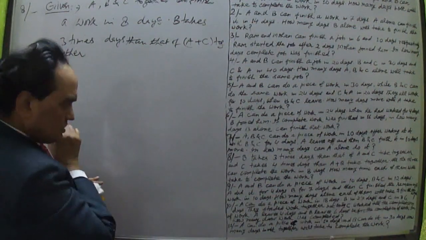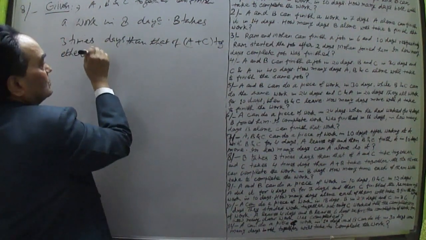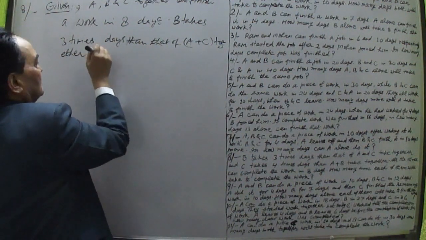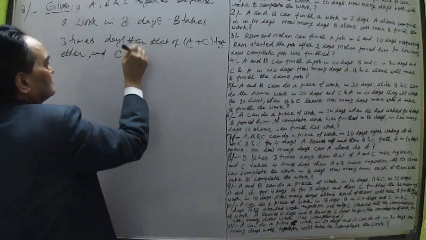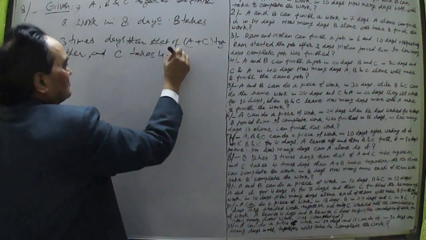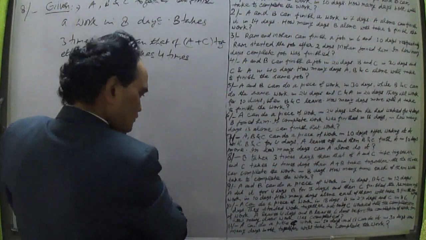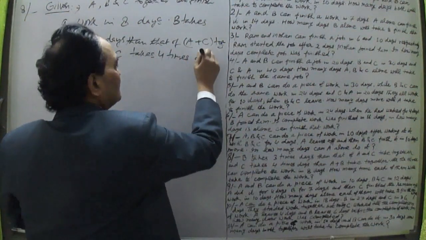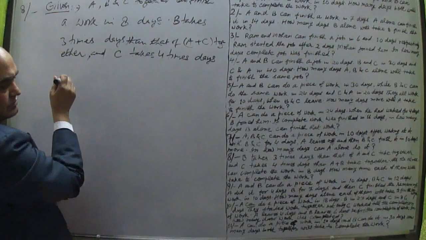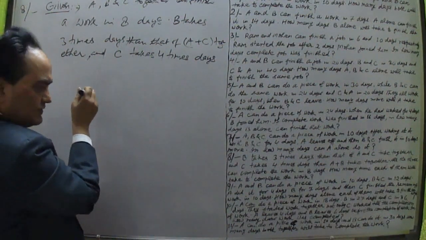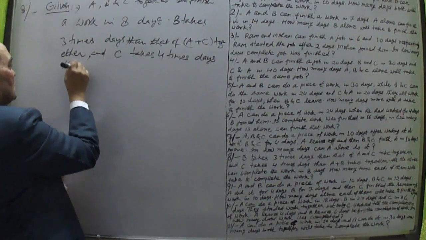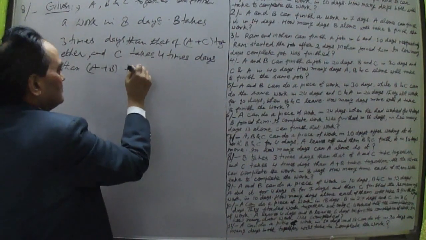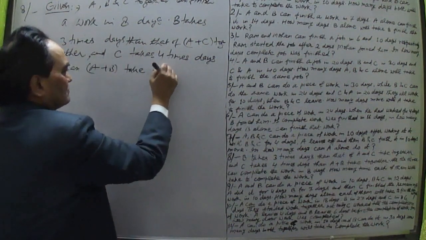And C takes 4 times the days that A plus B take together. This is very important.